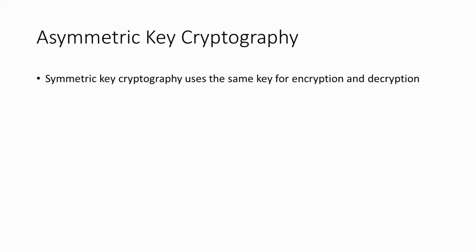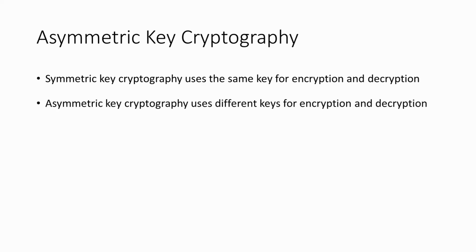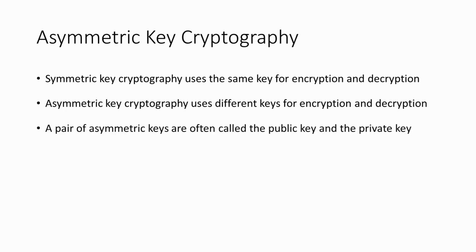In summary, symmetric key cryptography uses the same key for encryption and decryption. The decryption process is essentially the opposite of the encryption process. Asymmetric key cryptography, on the other hand, uses one key for encryption and a different but related key for decryption. A pair of related asymmetric keys are often referred to as the public key and the private key, because it doesn't matter who gets a copy of the encryption key as long as the decryption key stays private.